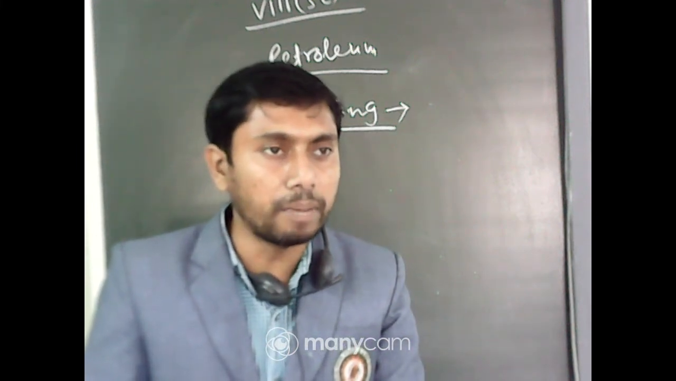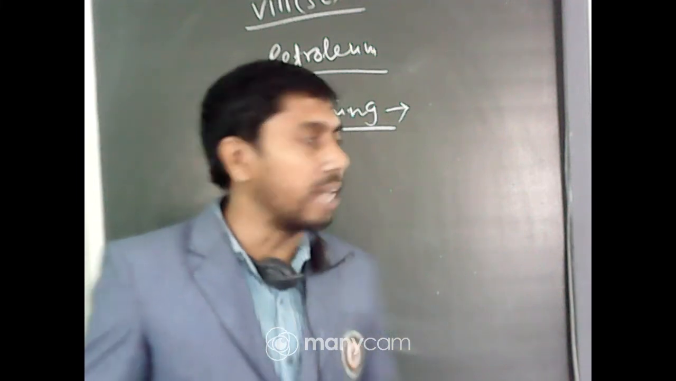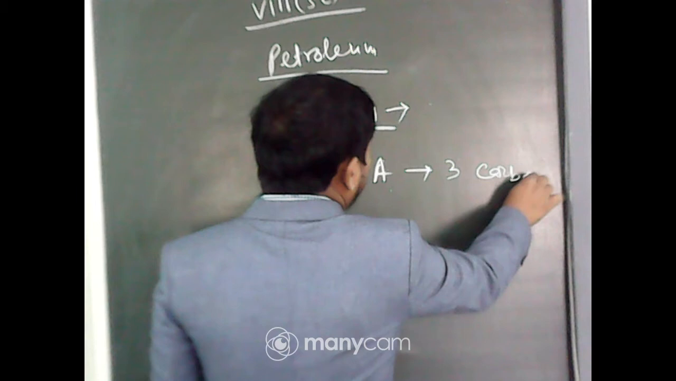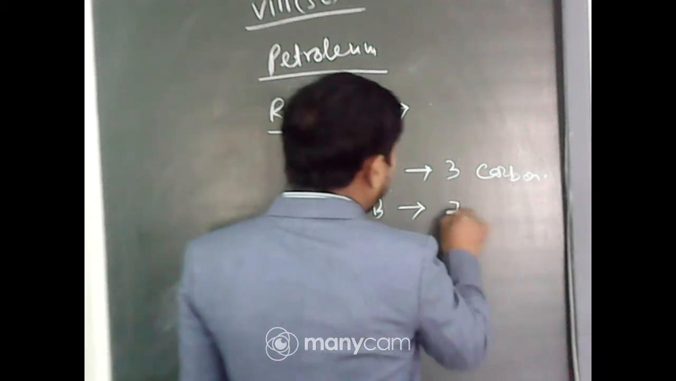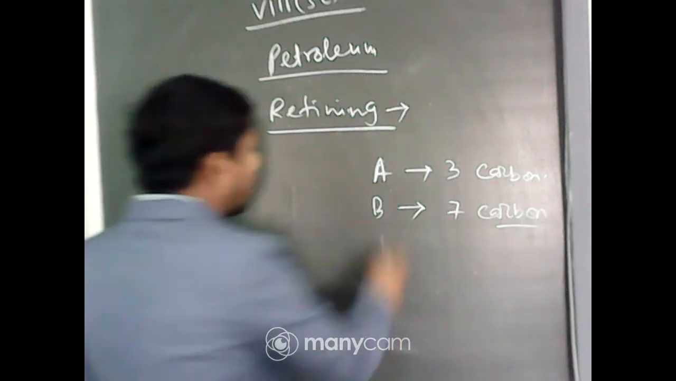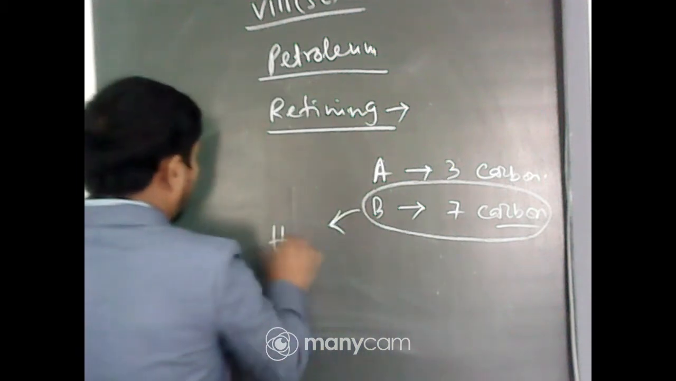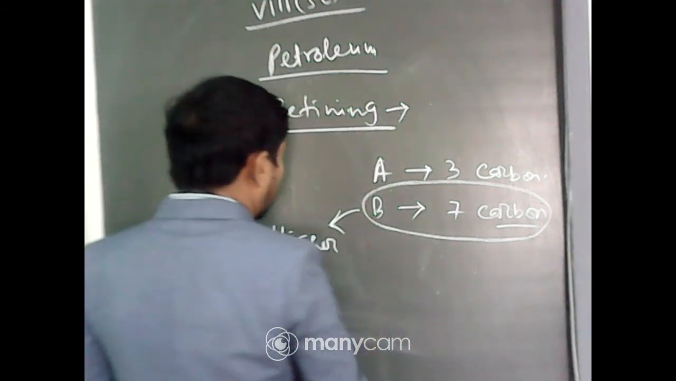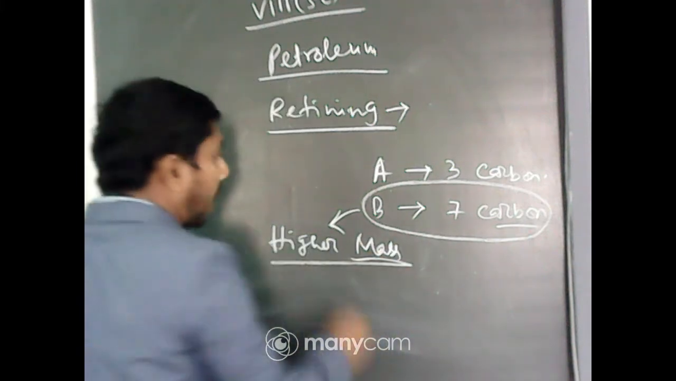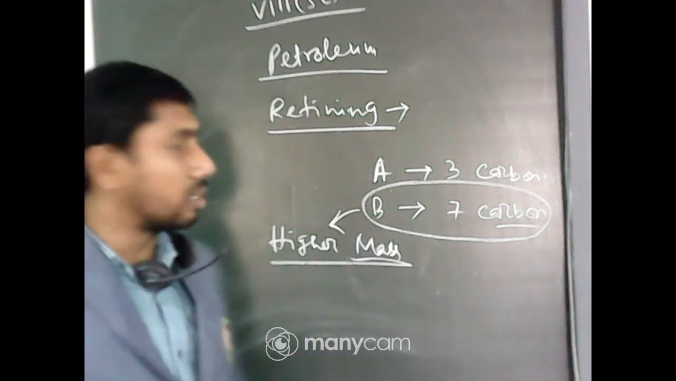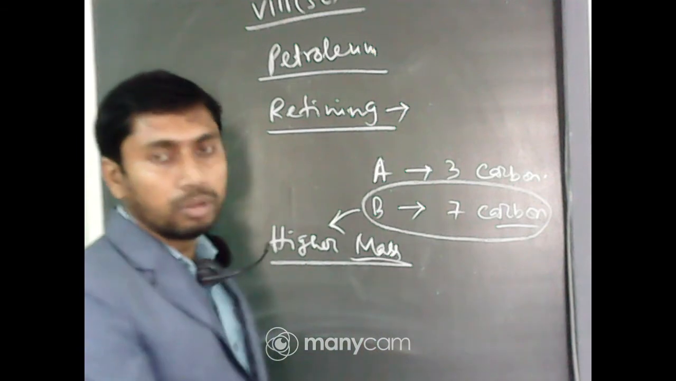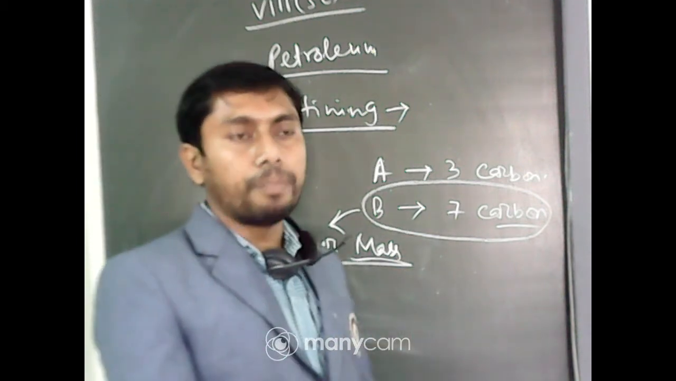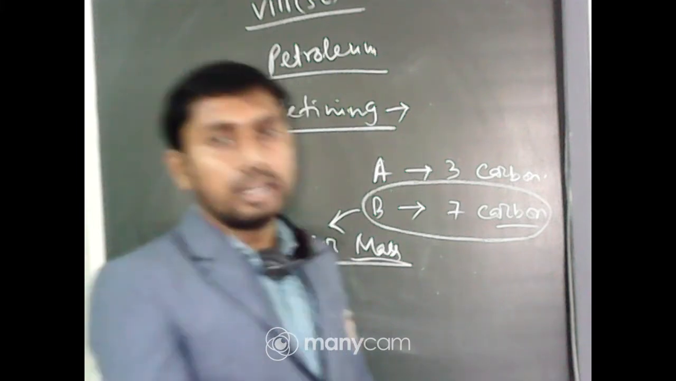A petroleum refinery refines the petroleum with respect to its molecular mass. Molecular mass depends basically on the carbon content. Suppose A is a compound having 3 carbons in its chain, and B is a compound having 7 carbons in its chain. B will have the higher molecular mass. When a compound has higher mass, or more carbon content, it obviously has a higher heat value because of the greater number of carbon atoms than the previous one. So it will produce higher heat content, which will be used for different purposes.